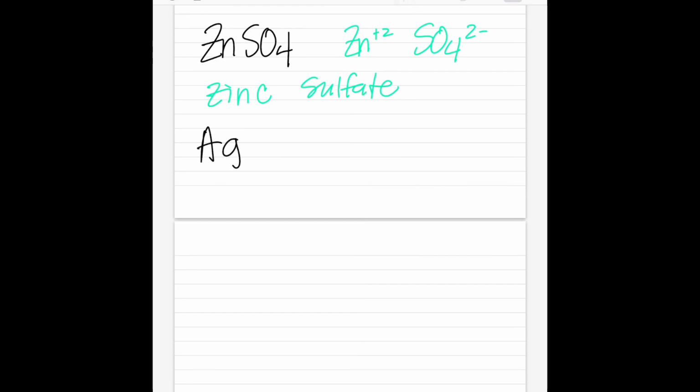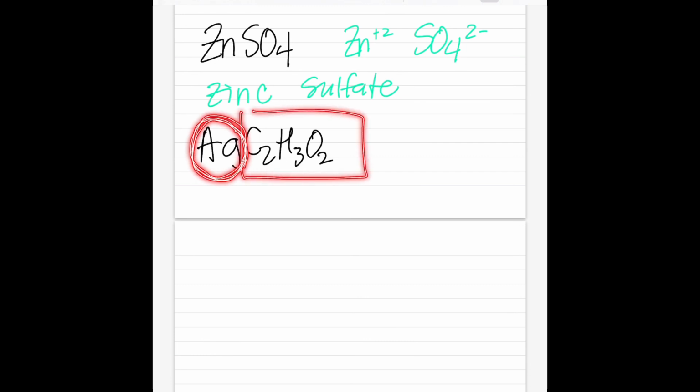Okay, Ag C2H3O2. Okay, this one is a little daunting, because you're like, holy cow, that's a bunch of letters. Remember, the first term is normally on the periodic table. This is the first term. These are 3 capital letters. This whole thing is 1 polyatomic ion.